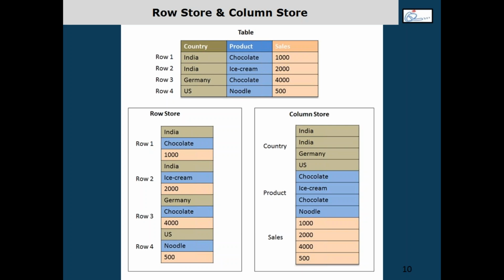The system does not decide this. You will have the flexibility of deciding whether this table should be a row store table or a column store table. So it is very important you understand what benefits you get from row store and what benefits you get from column store. Then you will be in a position to decide, okay, I would like to go for column store or I would like to go for row store. Very important.